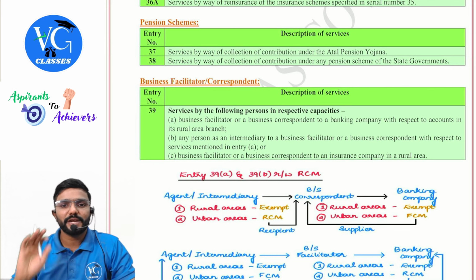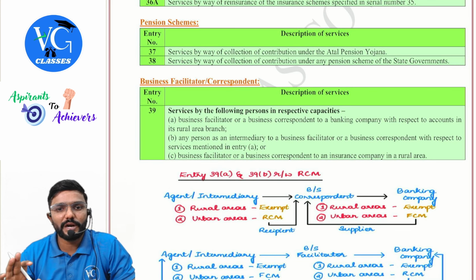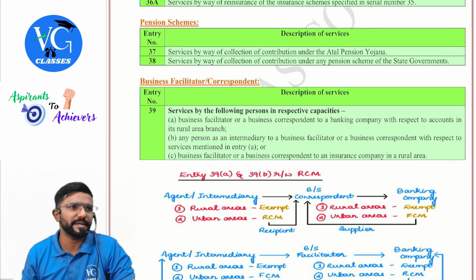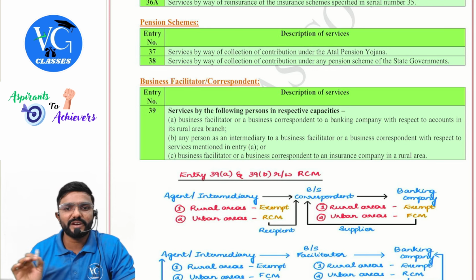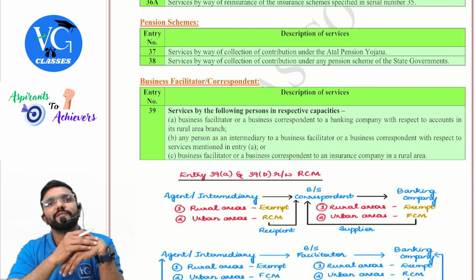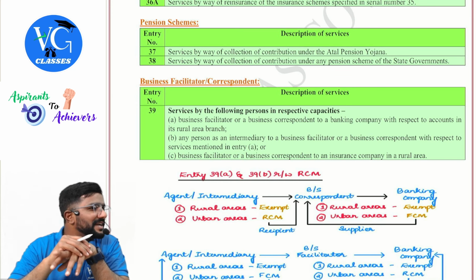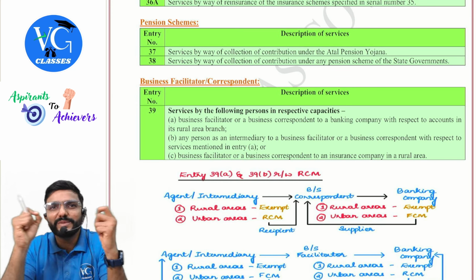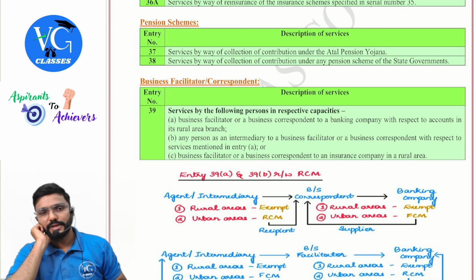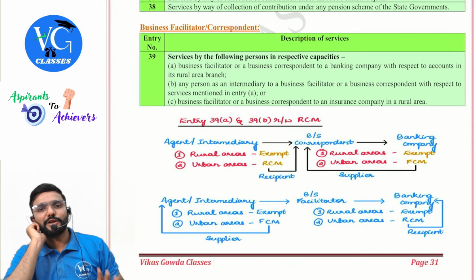Entry 37. Services by way of collection of contribution under the Atal Pension Yojana, that is NPS. Next, services by way of collection of contribution under any pension scheme of the state government. Now, whoever is collecting and depositing it to the fund, if they by chance are collecting any money from you or fees from you or administrative fee, is it liable for GST? No, exempt, guys. Next, business facilitator or correspondent.